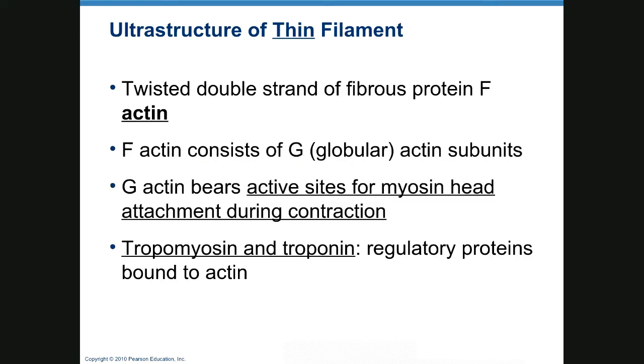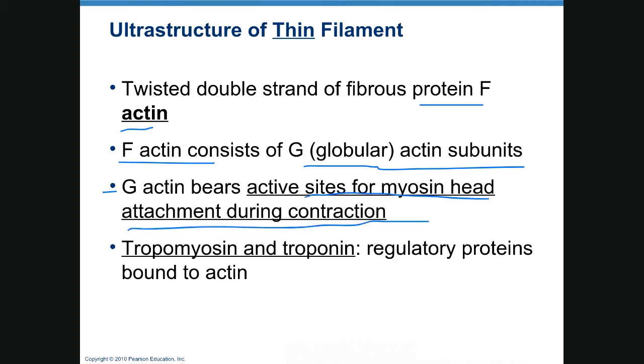Actin is a twisted strand of a fibrous F protein, actin. F-actin consists of globular actin subunits, and the G or globular actin subunits bear the active sites for myosin attachment during contraction. Troponin and tropomyosin are actually regulatory proteins that block the binding, that block the cross bridging.